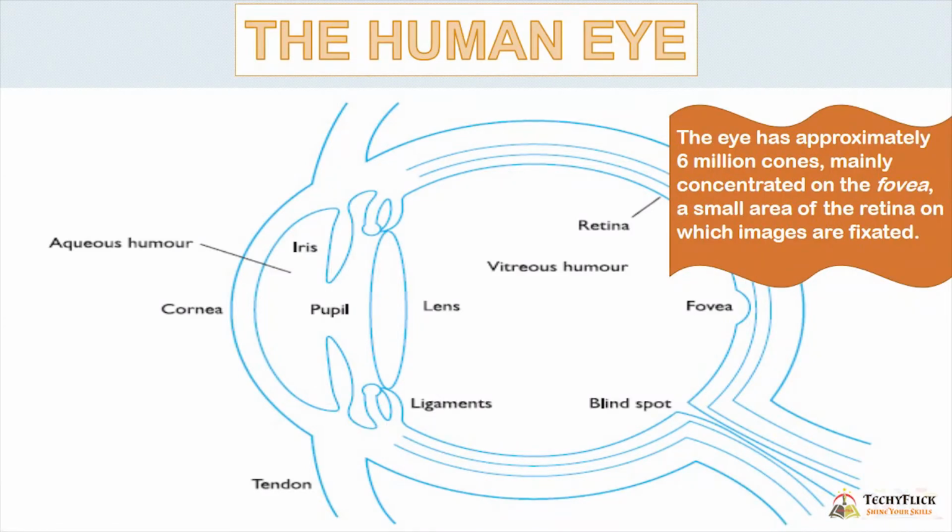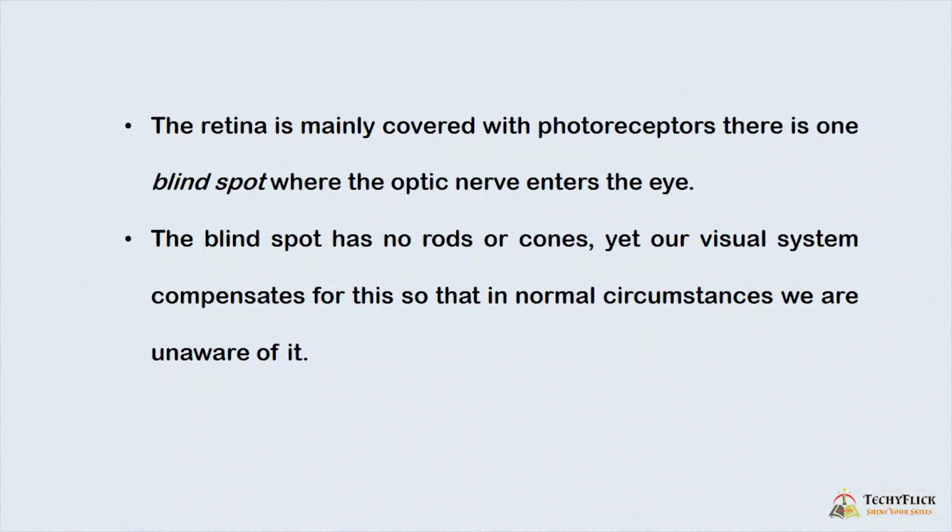Next, fovea. The eye has approximately 6 million cones mainly concentrated on the fovea, a small area of the retina on which images are fixated. The retina is mainly covered with photoreceptors. There is one blind spot where the optic nerve enters the eye. The blind spot has no rods or cones, yet our visual system compensates for this so that in normal circumstances we are unaware of it.